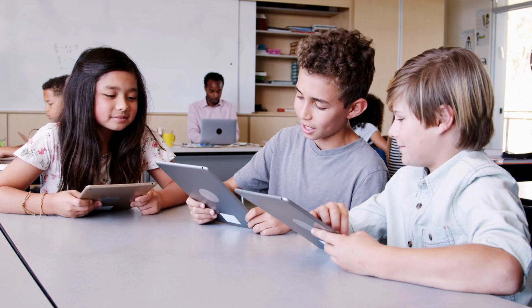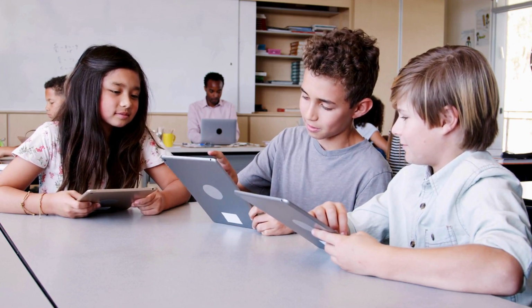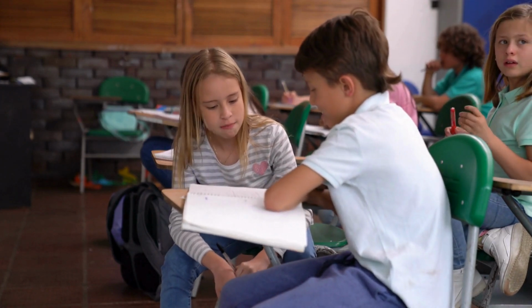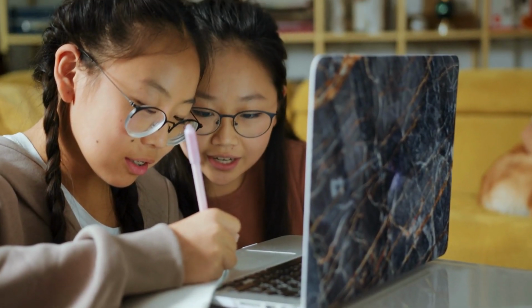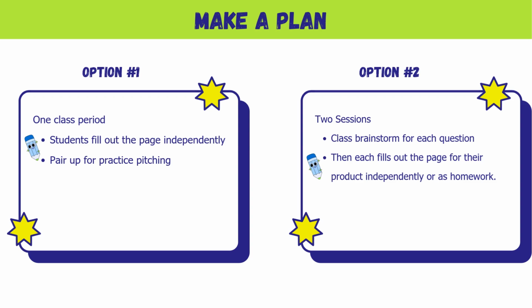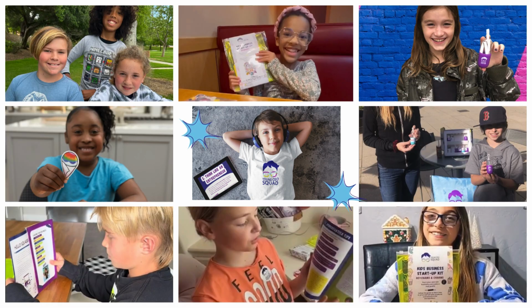You can turn this into a partner activity. Students take turns practicing their pitch with a classmate and giving kind feedback. Options for how to plan the activity. You can teach this page in one class period or break it into 2 sessions. Option 1. Have students complete the page independently, then pair up for a practice pitch. Option 2. Do a class brainstorm for each question, and then have students apply their ideas to their own product. The goal is to help students connect their product to real people, and to begin thinking like real entrepreneurs.